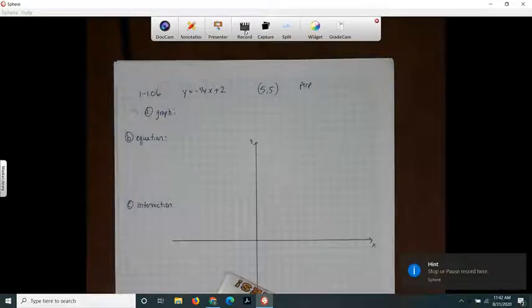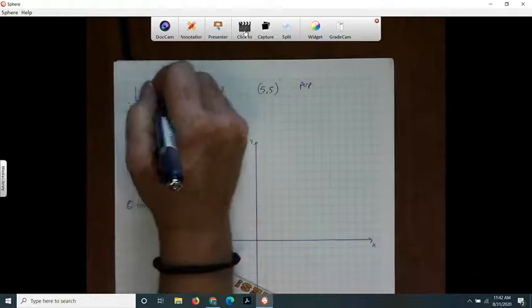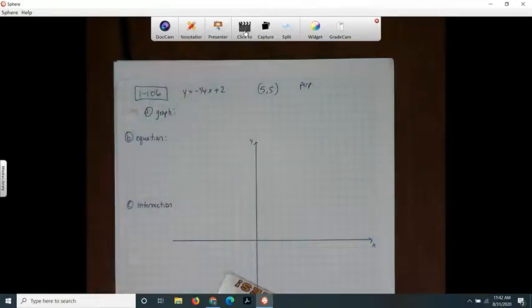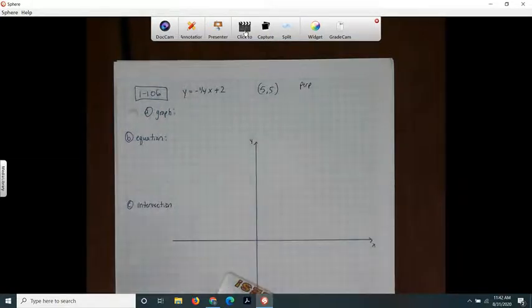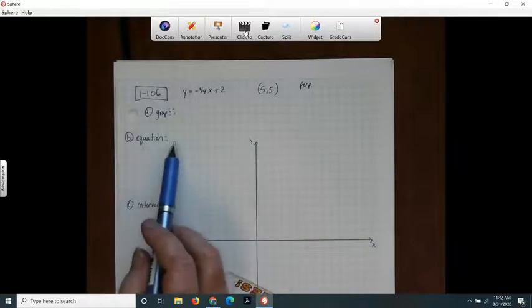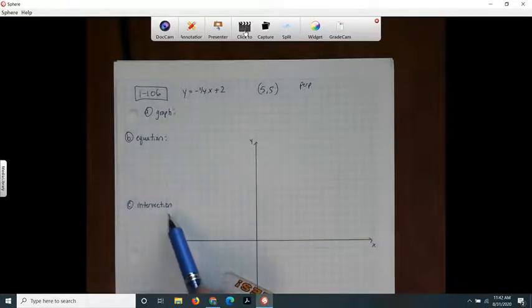Question 1-106, and this was your focus problem. It says graph this line y equals negative 1/2 x plus 2. And then on letter A, it says sketch the line that is perpendicular to that line and passes through the point 5, 5. And then we have to write the equation of the perpendicular line, and we have to say what the intersection of the two lines is.